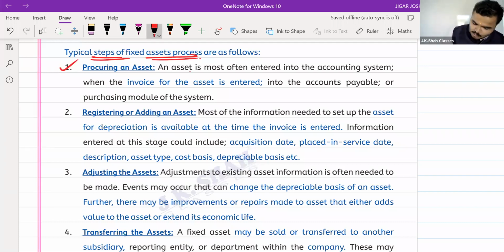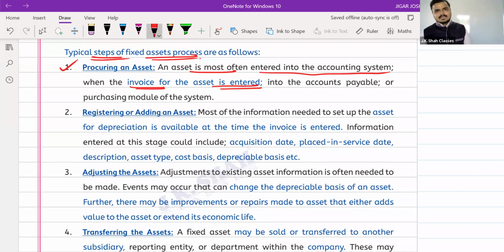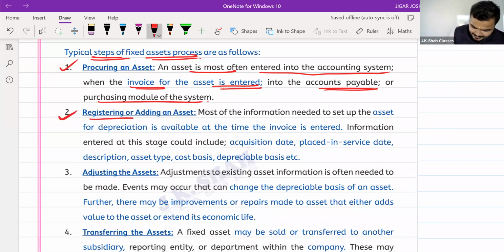An asset is most often entered into the accounting system when the invoice for the asset is entered. If we had taken it on credit, then it goes into the accounts payable or purchasing module of the system. That asset procurement is required to be recorded. Second, my dear child, is registering or adding an asset. Now, what are we going to do? Suppose we already have a computer. Now we added some parts to it. Possible? Yes, sir. Suppose I don't have any asset with me.